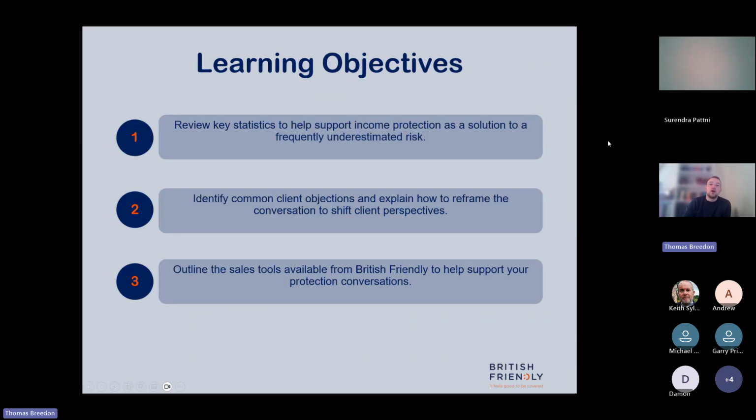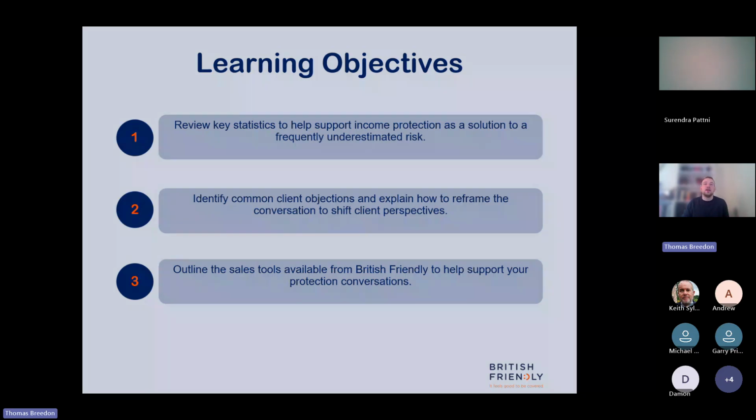Okay. So going for the learning objectives, today we're going to be reviewing some key statistics that actually help support income protection as a solution and may actually look at the risk, the overall picture of risk, and how that can really start those conversations with your clients to make sure they really take on board the importance of income protection. Then we'll look to identify some common client objections.